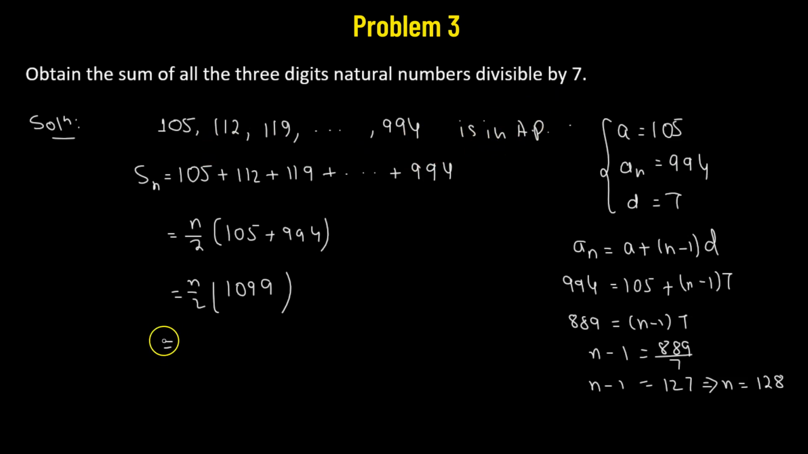Now we'll come back to S n, where n is 128. So we have 128 divided by 2 multiplied by 1099. So we'll use a calculator, and this is going to give us a value 70,336. So this is going to be the sum of all the 3-digit numbers that are divisible by 7.